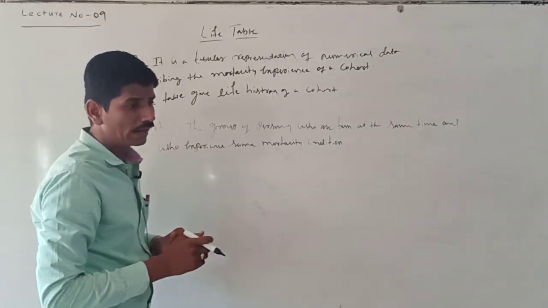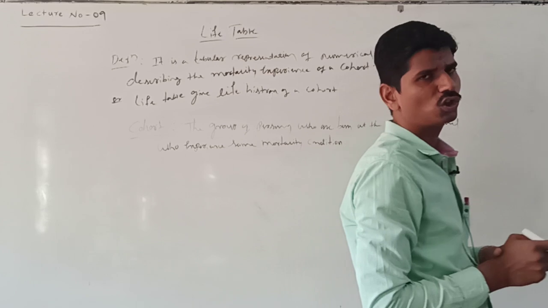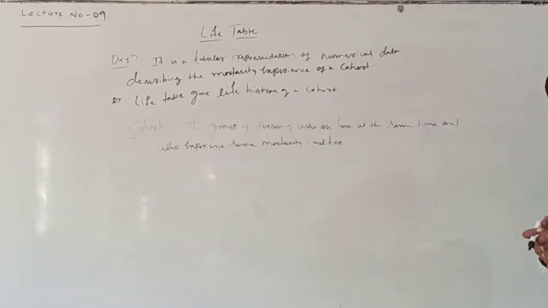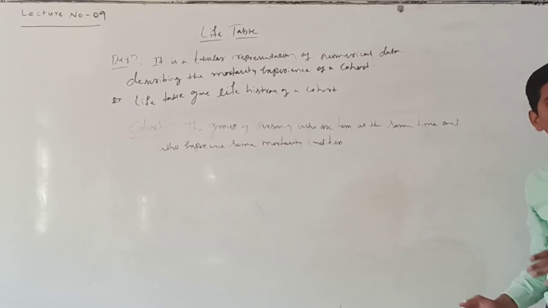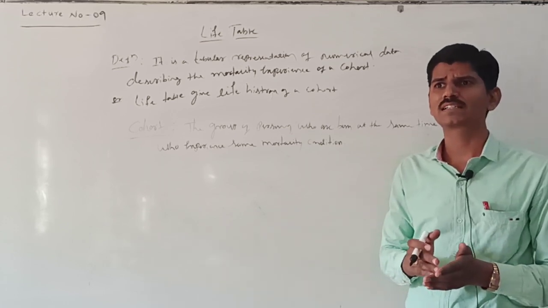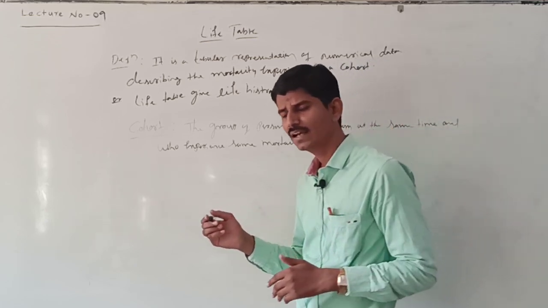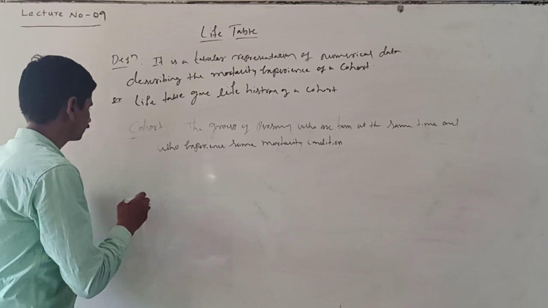It is called as a life table, or the life table gives the life history of a cohort. The study of life history of a cohort is said to be life table. Okay, what is a cohort? A group of persons who are born at the same time and who experience the same mortality condition is called as a cohort. Okay, the next definition is radix.